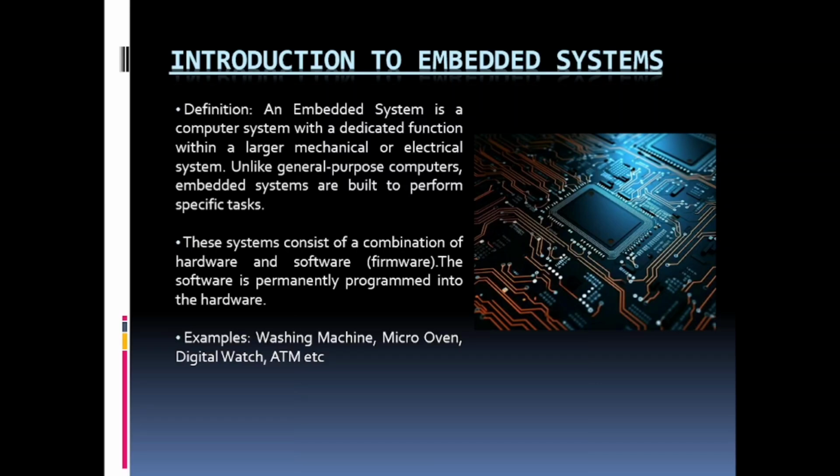Hardware components like microcontrollers and sensors. Software, the code that drives the machine's operation. Once programmed, the software is stored in memory and remains unchanged unless updated. Examples of embedded systems are all around us: microwave ovens, ATMs, elevators, traffic lights, fitness trackers, and so on.